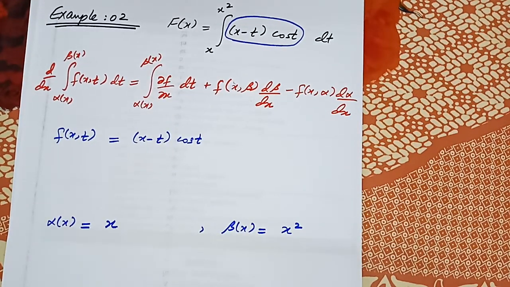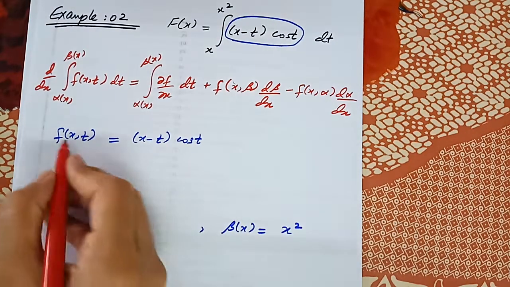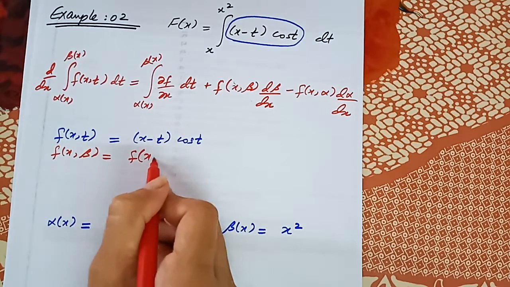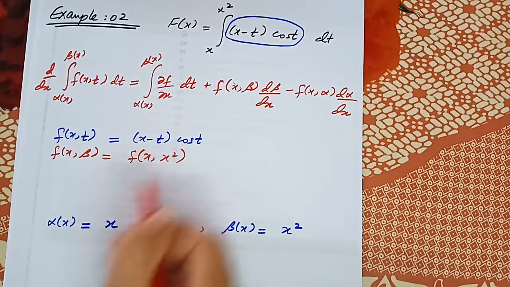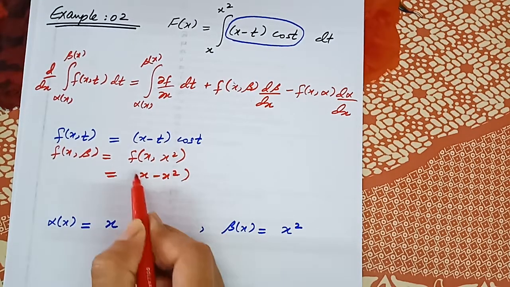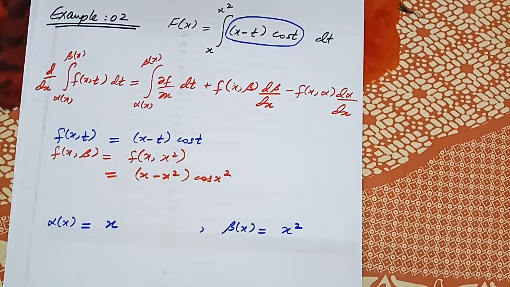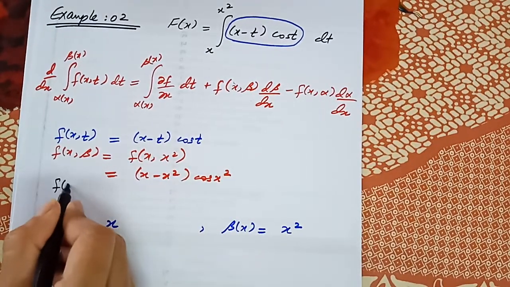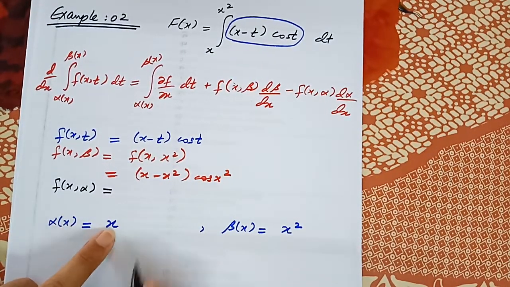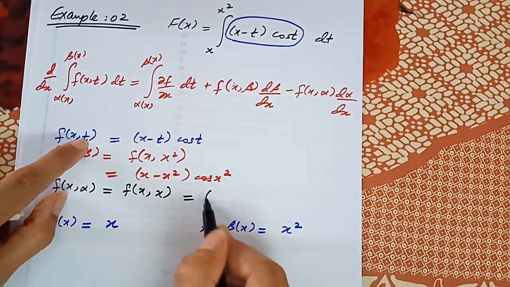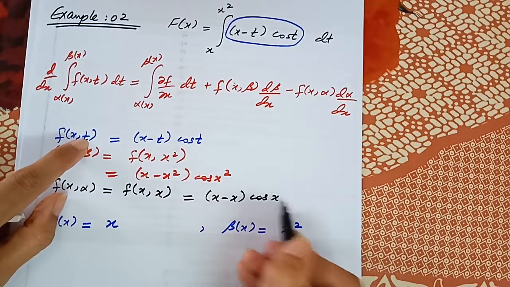Now I need f of x, beta. f of x, beta is f of x, and what is my beta? x squared. So replace your t with x squared. So you will get x minus x squared cosine of x squared. And another thing that I need here is f of x, alpha. What is alpha? It's just x. f of x, x. So replace your t with x. So it's x minus x cosine of x, that is 0.